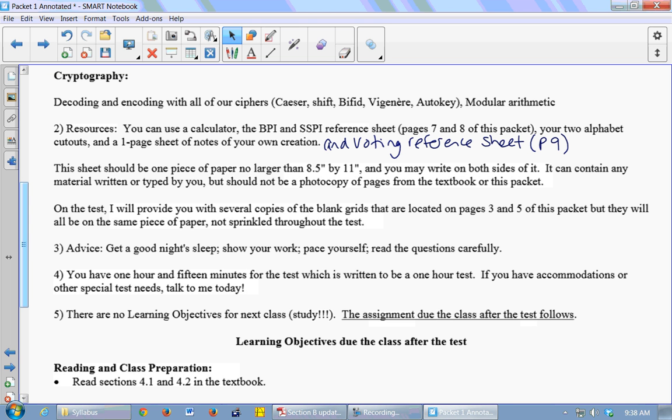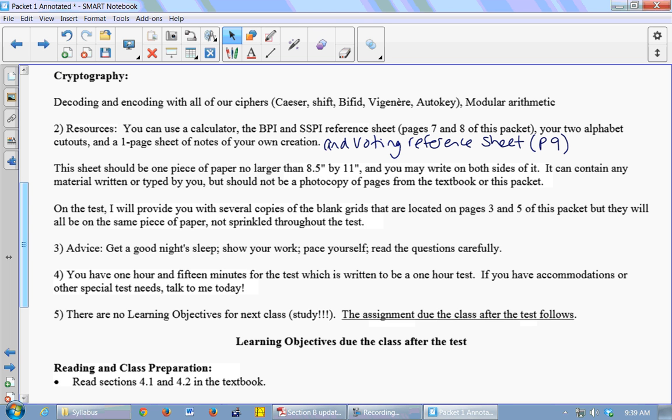So my advice is to get a good night's sleep, show all of your work, because the more work you show, the more partial credit I can give, and read the questions carefully. You'll have the whole class period, 1 hour and 15 minutes for the test. It's written to be a 1-hour test. Often people will finish earlier than that. If you need more time, the time limit I have is a little bit relaxed, and I don't have to go anywhere after this, so you don't have to stress about the time.